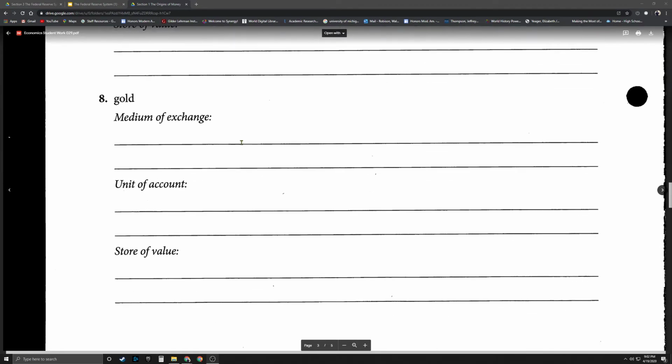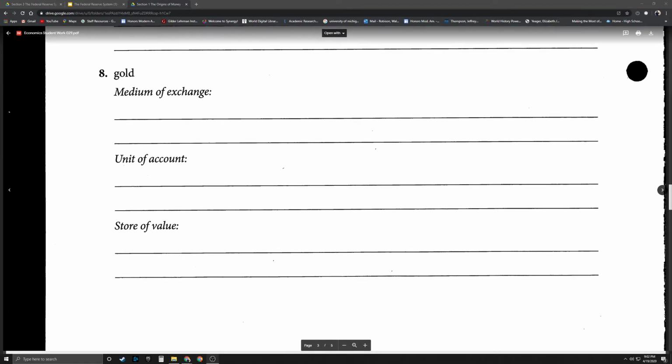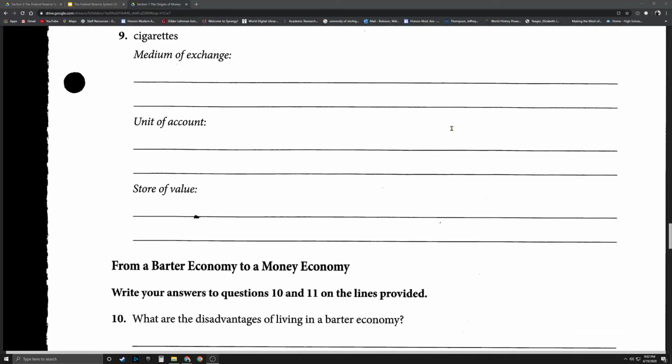And then gold, medium of exchange. Think about this. You could take gold and you can turn it into what? You could melt it. You can make it into coins. Would it be easy to carry? Sure. Unit of account. If it's a coin, you can do things like break a coin in half. You can break it into quarters, so its unit of account is pretty good. And the store of value. Gold seems to be one of those things that keeps its value no matter how long the time has gone.